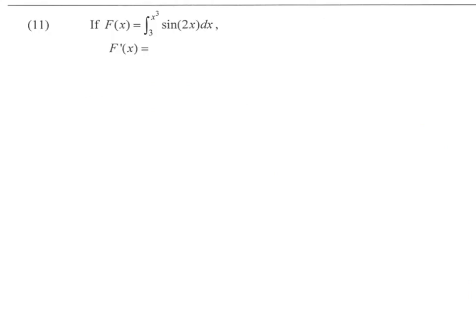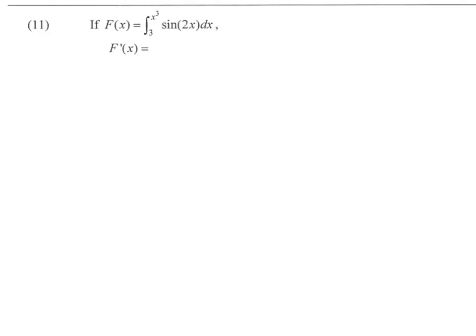Problem number 11. The numbering kind of messed up, but it skips from problem 8 to number 11, but these are all the problems you're doing for your review. And this one again, it says the capital F, meaning the antiderivative of this, but evaluated here.